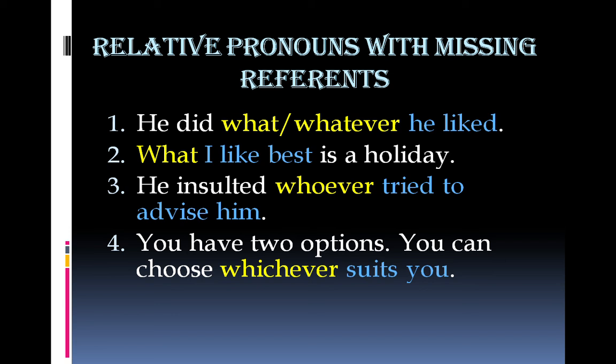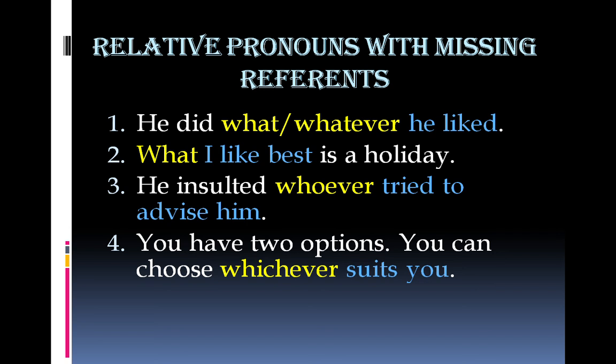Sentence number 2, look at the whole sentence. What I like best, this is the subject of the sentence, is linking verb, a holiday, complement. And within itself, it's a clause. I is the subject, like is the verb. So what I like best, the whole fragment, this part of the sentence is functioning as the subject of the rest of the sentence. Is the linking verb and a holiday, complement.